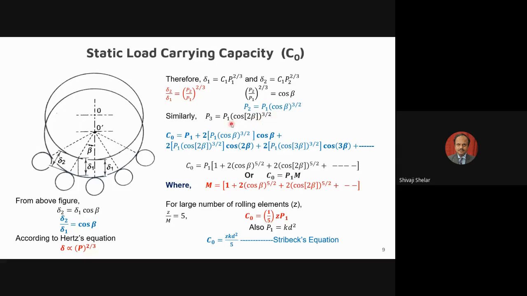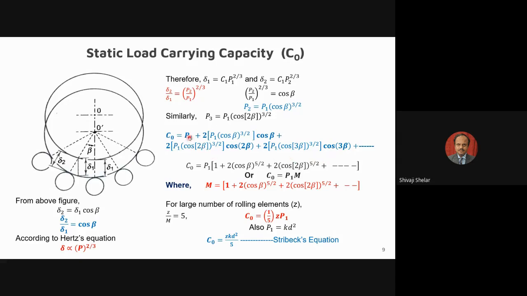So these values will be put in the load carrying capacity P naught equation in the previous slide. So I am putting that P1 plus twice the value of P2 here. The cos beta was there earlier. So P2 value is this value. Then similarly plus twice P3 value here. Cos 2 beta was earlier there. Plus P4 value. Cos 3 beta was earlier there, and so on. N number of elements will be there.